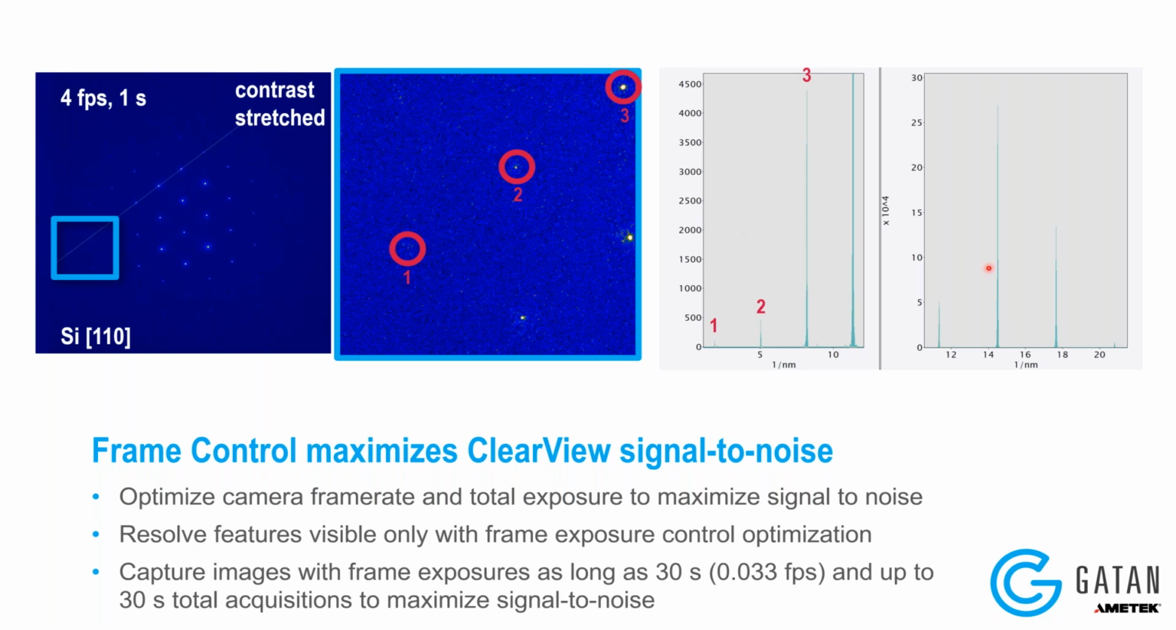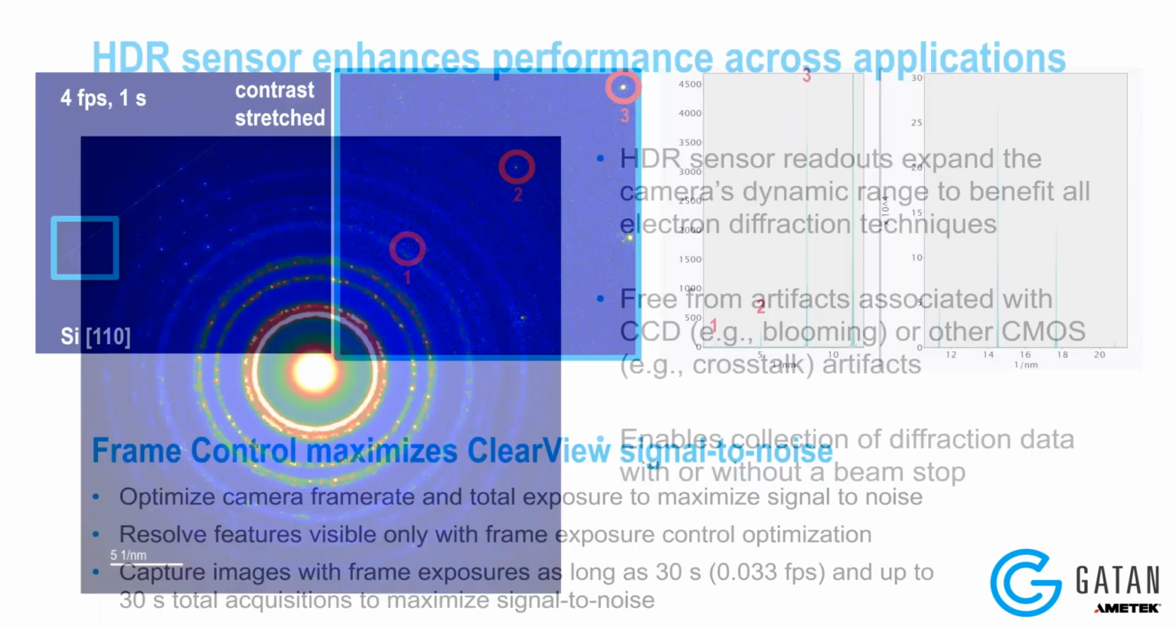And so the sensitivity and dynamic range of the camera enable you to do this, but also the frame control mode enables you to do this. Because if you were running at a long exposure time at a high frame rate, it would be really hard to see this spot number 1 and maybe even this spot number 2 here. So frame control is super useful for diffraction experiments.